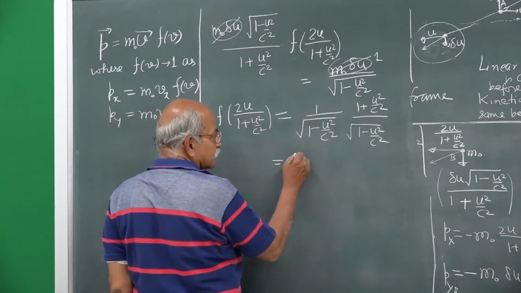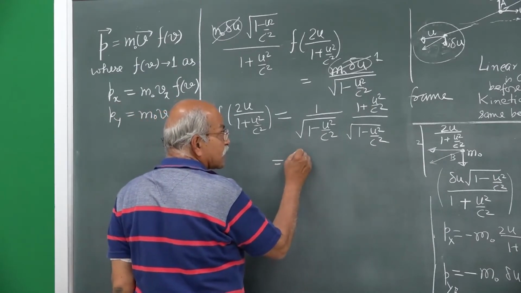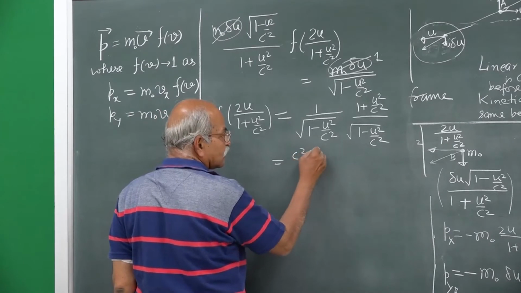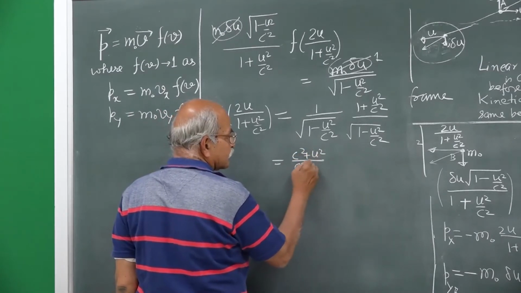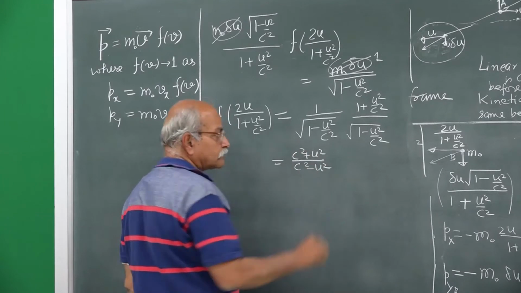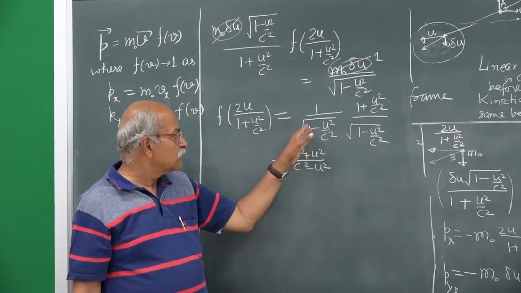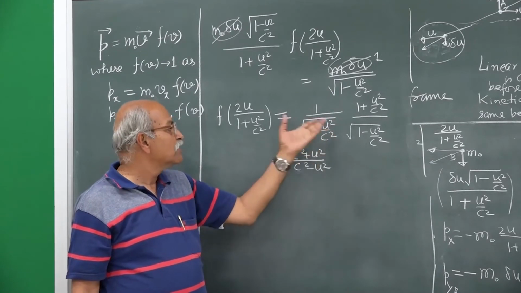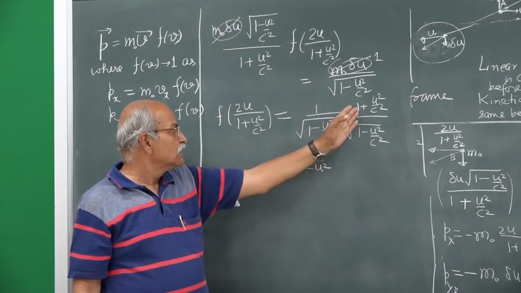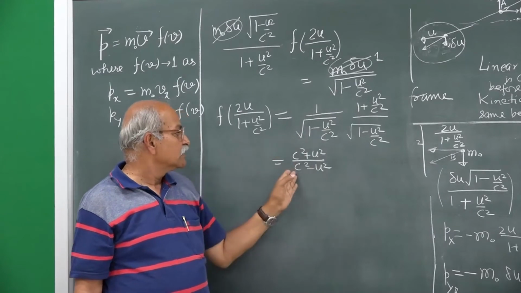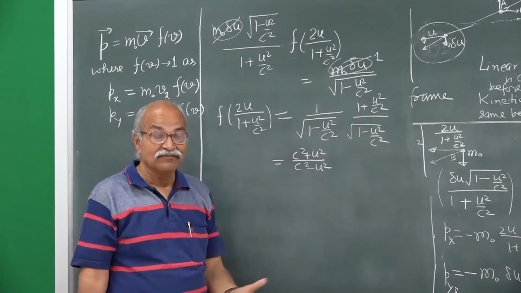So, this is just, say, c square plus u square, and here c square minus u square. Okay, this is square root and this is square root, they become just 1 minus u square by c square, multiplied by c square in numerator and denominator. This is c square plus u square and this is c square minus u square.